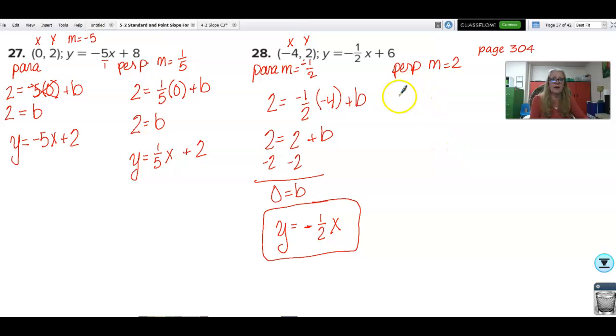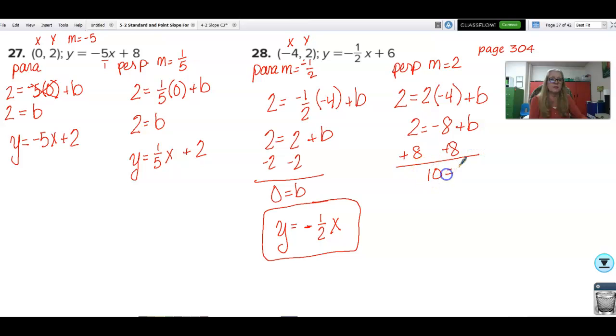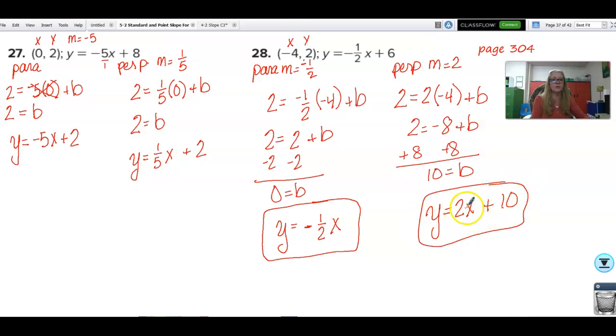Perpendicular line has y equals mx plus b, the slope is 2 in this case, x is negative 4 plus b. 2 equals negative 8 plus b. Add 8 to both sides, and we get that b in this case will be 10. So the equation of the perpendicular line is y equals 2x plus 10. And you can tell they're perpendicular because their slopes are negative reciprocals of each other.